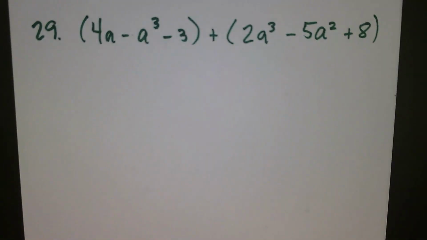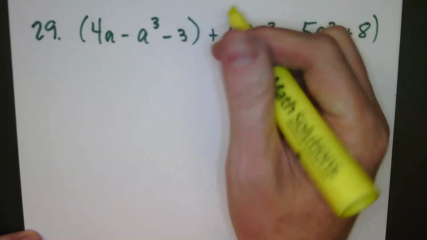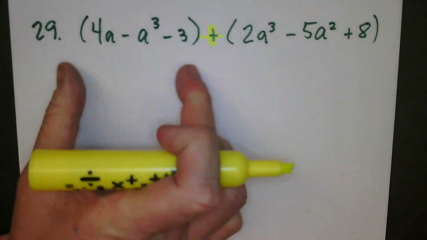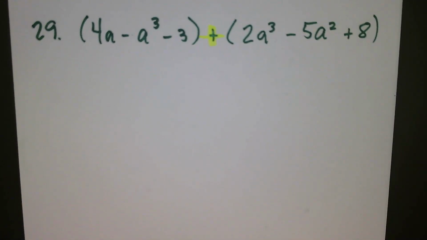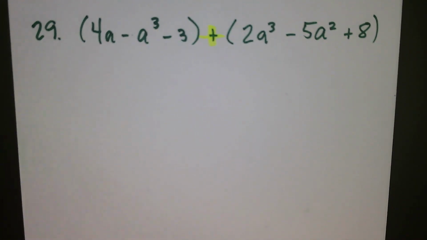Okay, on this problem we are asked to find the sum. We have two polynomials that are being added together, okay? And in fact, this is a trinomial plus another trinomial. What's really important here is that we think about this in terms of like terms, the pieces that have the same variable raised to the same power.